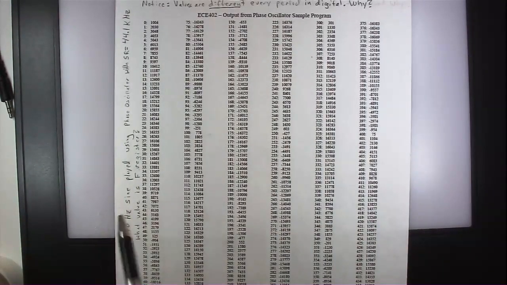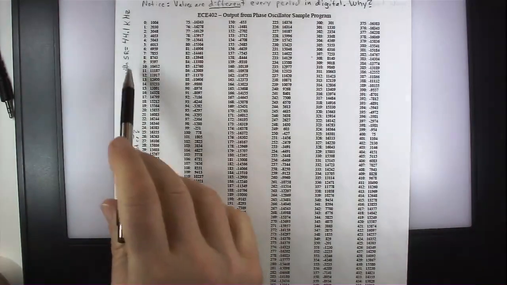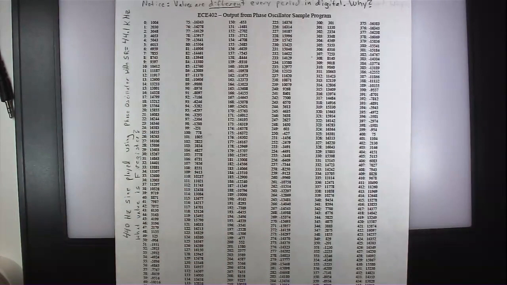440 hertz sine wave is where we're playing. That's from the previous page program. Phase oscillator, sample rate is 44.1 kilohertz. So you'll notice this 440 and 440.1. Right? What happens is the 440 hertz sine wave is almost 100 samples, but not exactly 100 samples.